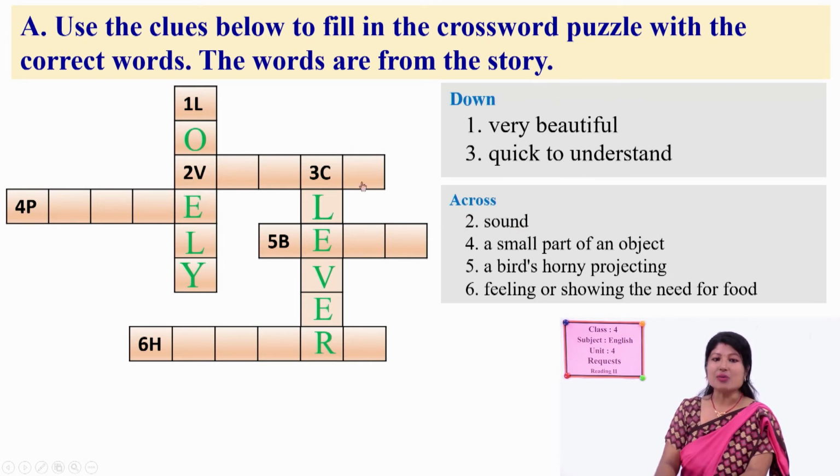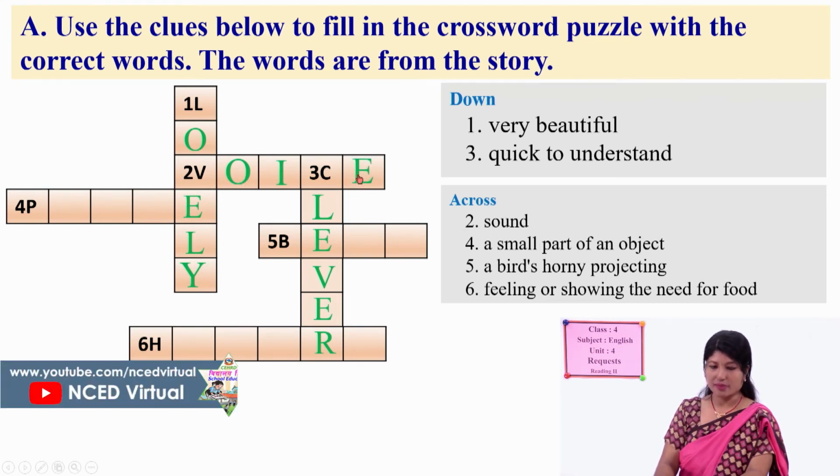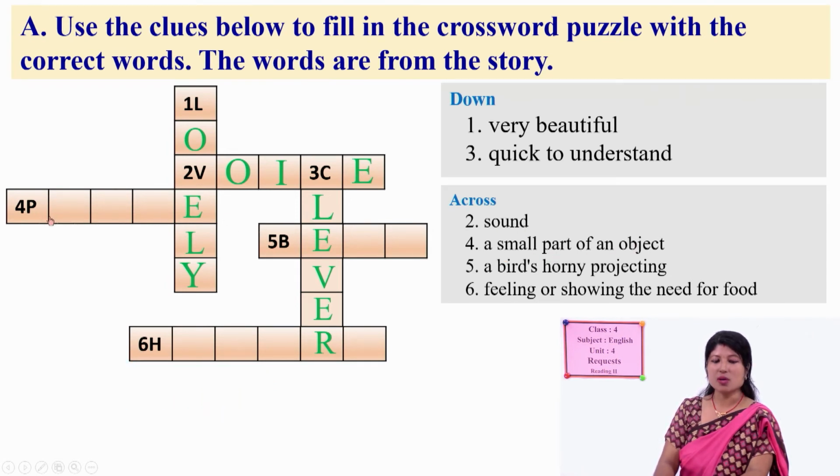Across. Sound. Okay, number 2. V is there, C is there. The word must be V-O-I-C-E, voice. Okay. Then a small part of an object. What is the small part of an object? Starting with P, P-I-E-C-E, piece. A bird's horny projecting part, number 5. Where is number 5? Okay, it's here. Starting with B-E.